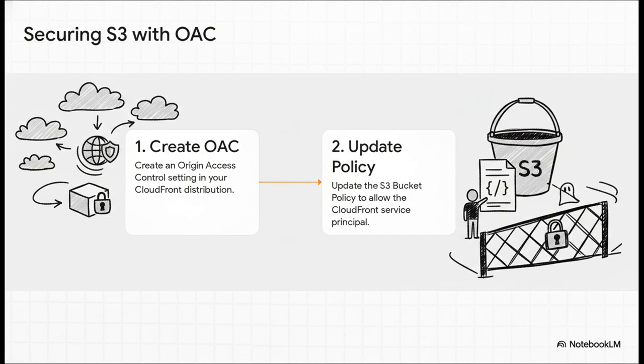And the best part? It's ridiculously simple. It's basically a two-step dance. First, you just create the OAC inside your CloudFront settings. Then, you hop over to your S3 bucket policy, and you add a rule that says, hey, the only service principal allowed to touch this bucket is CloudFront. And that's it. Your bucket is no longer open to the public internet.